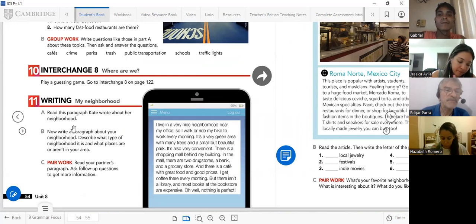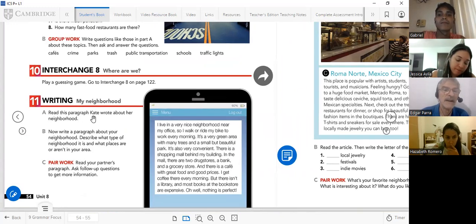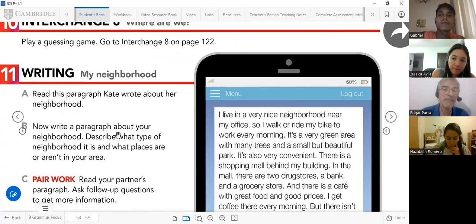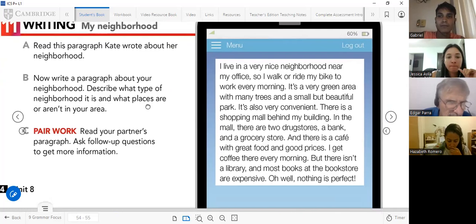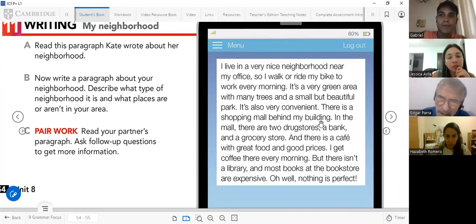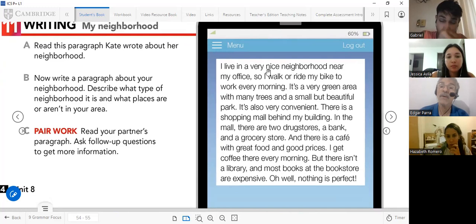What are you going to do? Read the paragraph Kate wrote about her neighborhood. Now you write a paragraph about your neighborhood and describe what type of neighborhood it is and what places are or aren't in your area. Okay? Can you read this? You can do it rapidly in 5 minutes, but no more. And we are going to leave the next page for tomorrow. But now we are going to cover this.